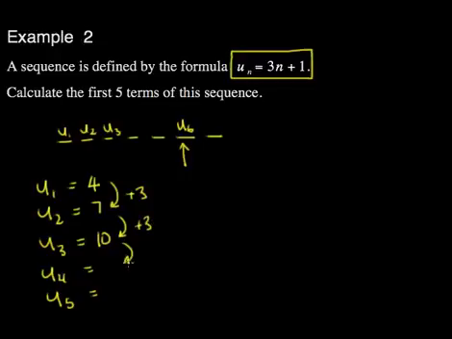Would you get the same thing for the fourth term? Would you add 3? Would this be 13? Well, if you replace this with a 4, you get 3 times 4, which is 12, plus 1, which is 13. So it does work. And then the next would be 16.